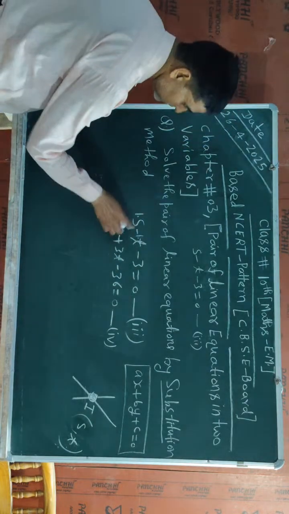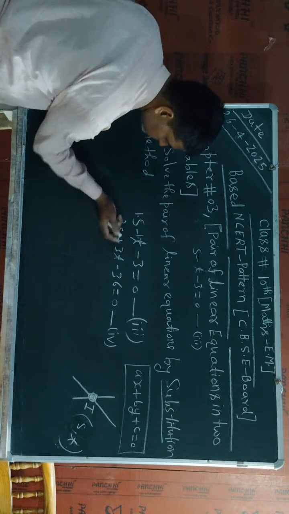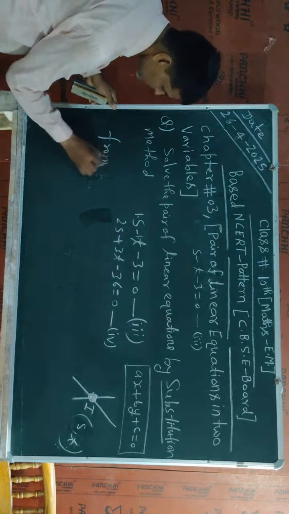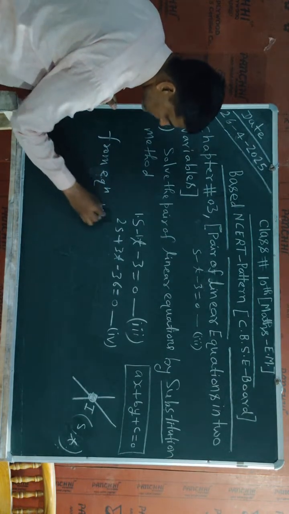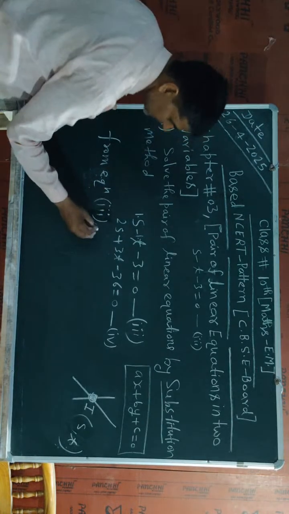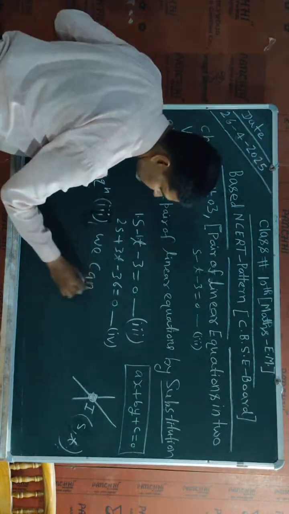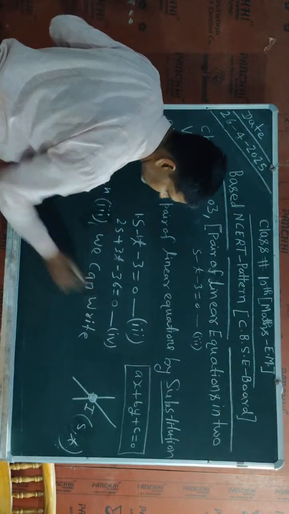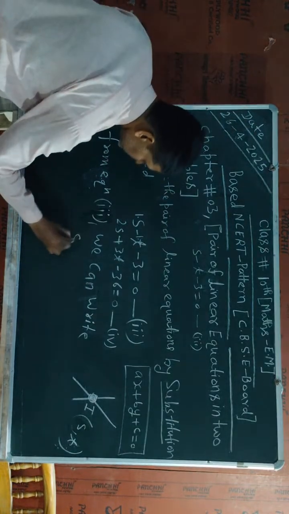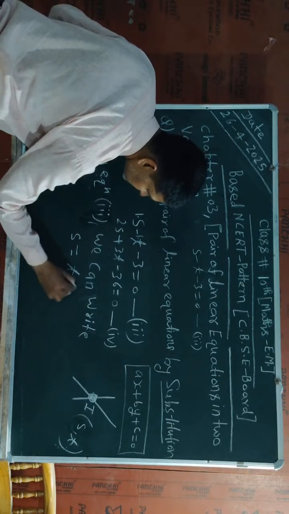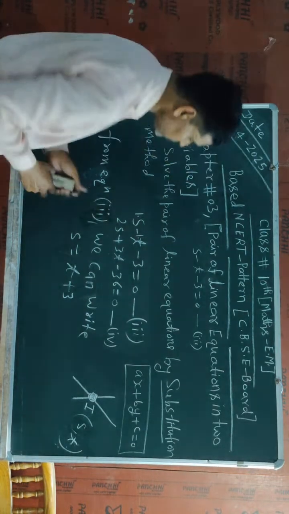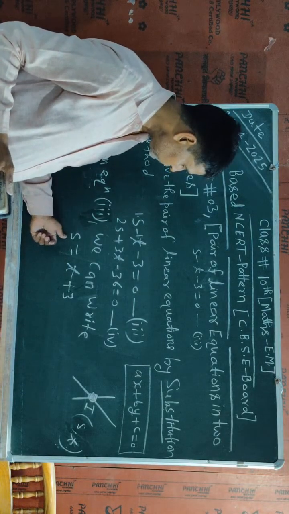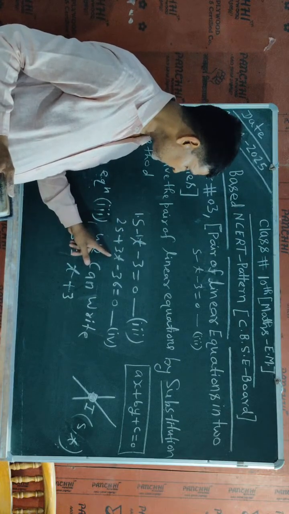Okay, so here I can write s is equal to, from equation number third we can write, s is equal to t plus 3. From equation third we can write s is equal to t plus 3. Now further I will put the value of s in equation 4 for getting the value of t.